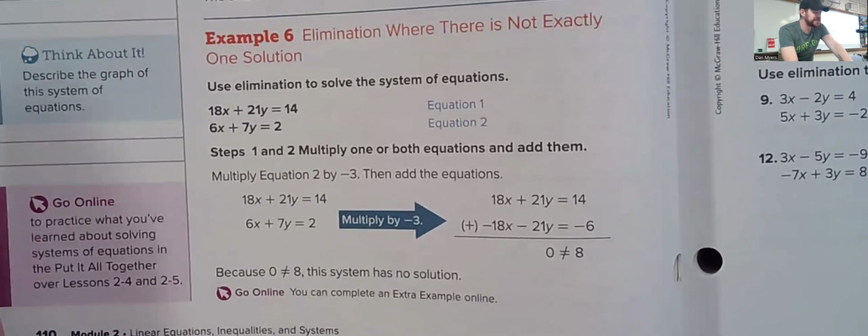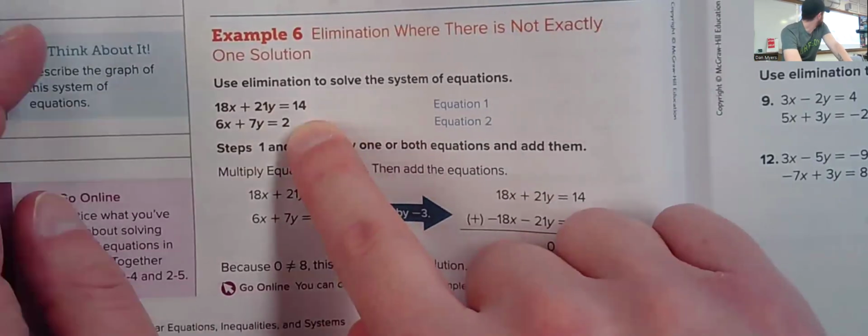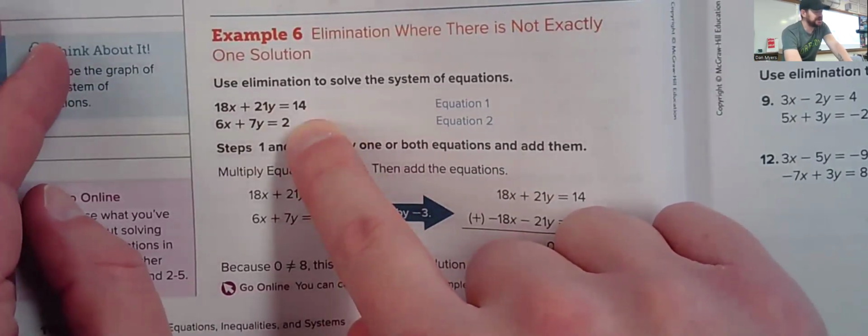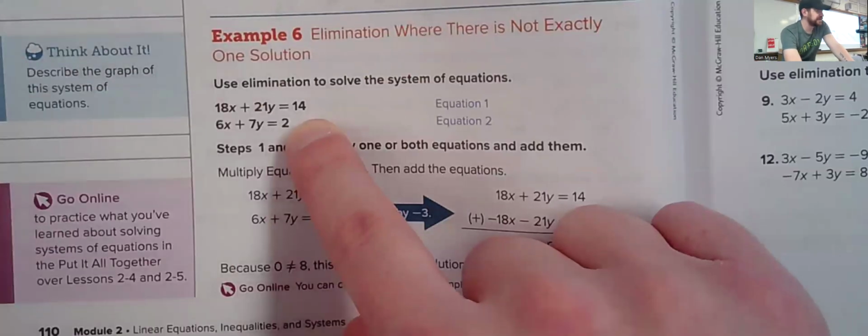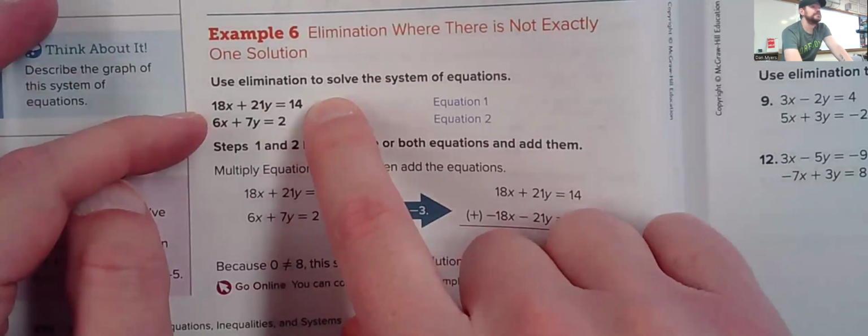So here we go. Use elimination. X's are lined up, Y's are lined up, regular numbers are lined up. We want to get the same number in front of either X or Y, or opposite numbers in front of either X's or Y's. So what would be the best thing to do here to make that happen?